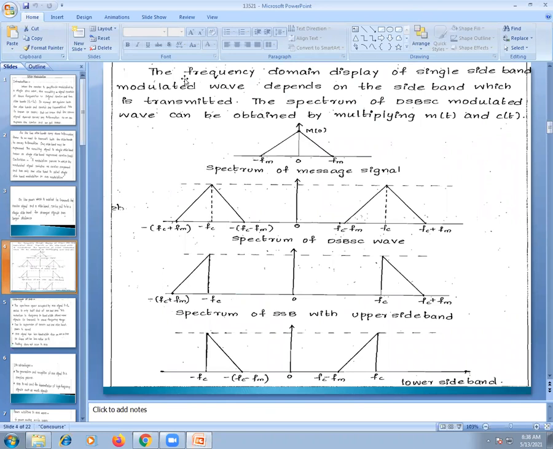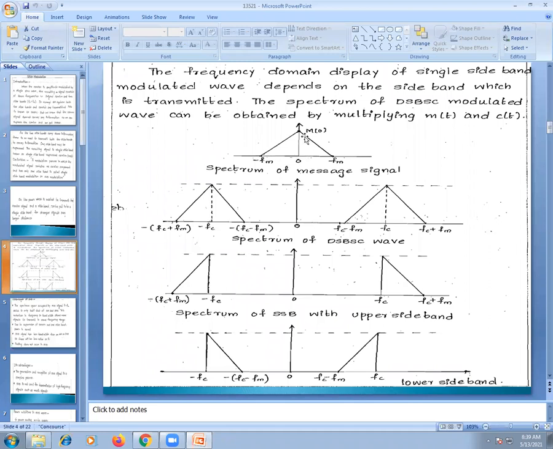The waveforms of SSB generation. See that the frequency domain description is there. The frequency domain description: the first wave is the spectrum of the message signal. It should be the spectrum of the message signal.